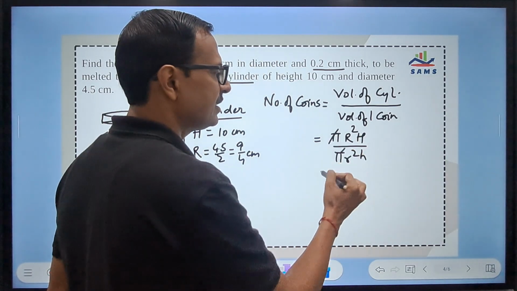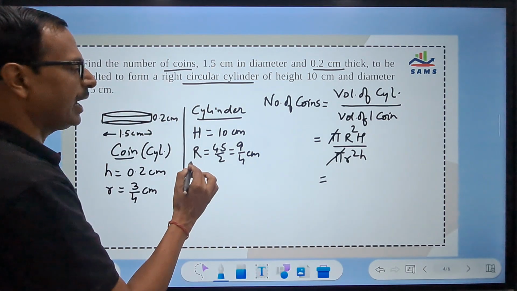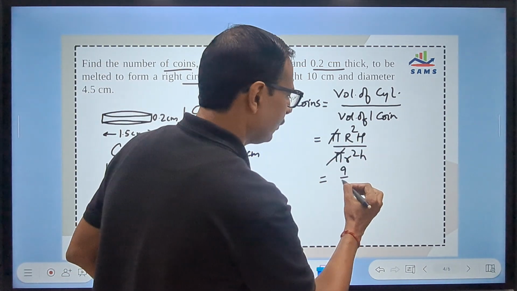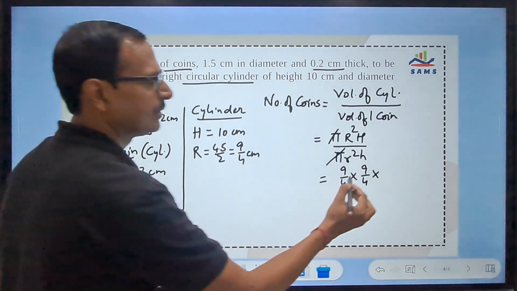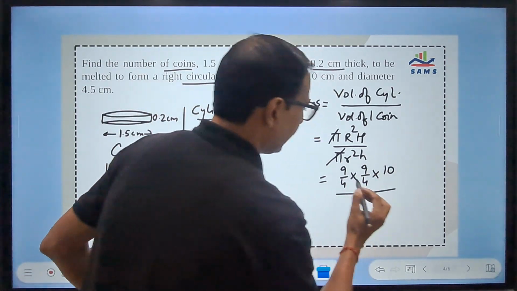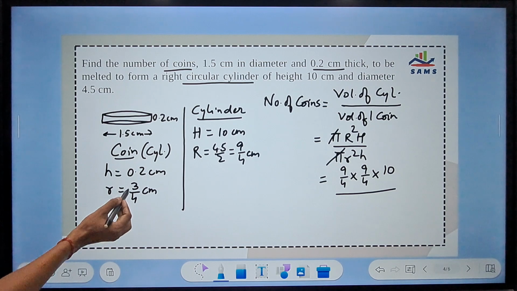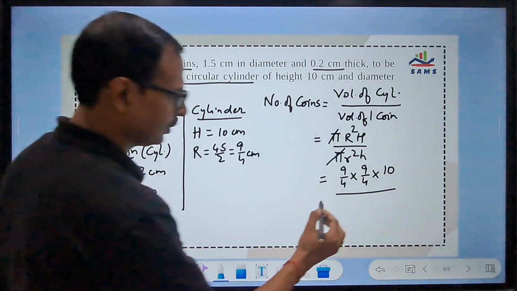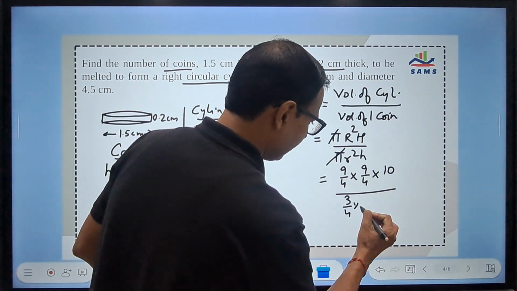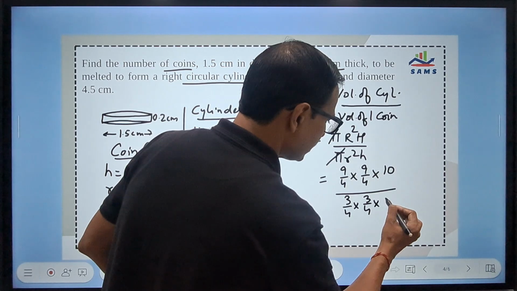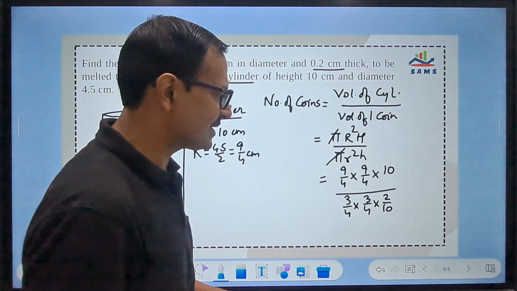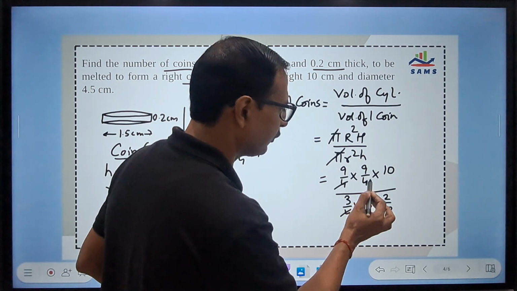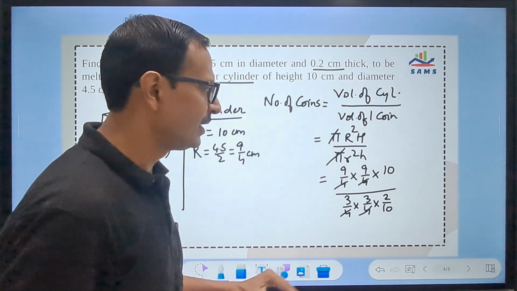So pi gets cancelled. Let's put the values. R is 9 by 4, so 9 by 4 times 9 by 4 times H, H is 10, upon small r, 3 by 4, 3 by 4, and h is 0.2. 3 by 4, 3 by 4, 0.2 is 2 by 10. So where is the problem here? I think we can cancel everything. See, 4, 4, 4, 4 getting cancelled in the denominators.